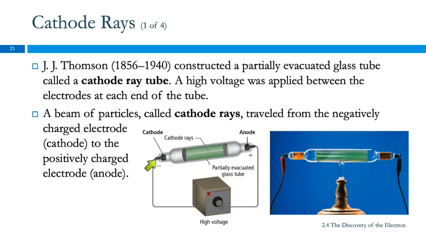So in our diagram here, we have voltage here, it's a high voltage. We have a negative charge here and a positive charge there. And in order to complete the circuit, particles travel from the cathode to the anode through this partially evacuated tube. And if you look at it in operation, it looks like that. You can see this glowing ray in there. So that was called a cathode ray.